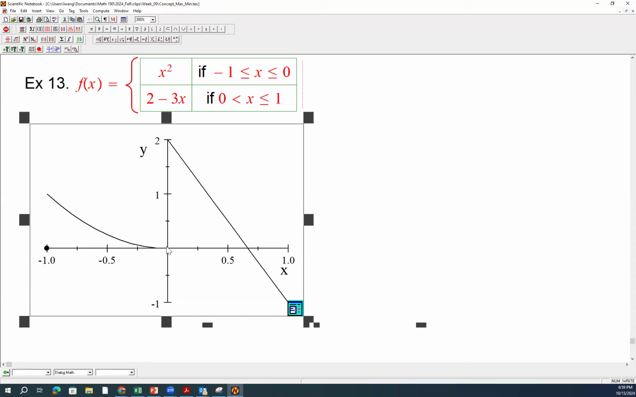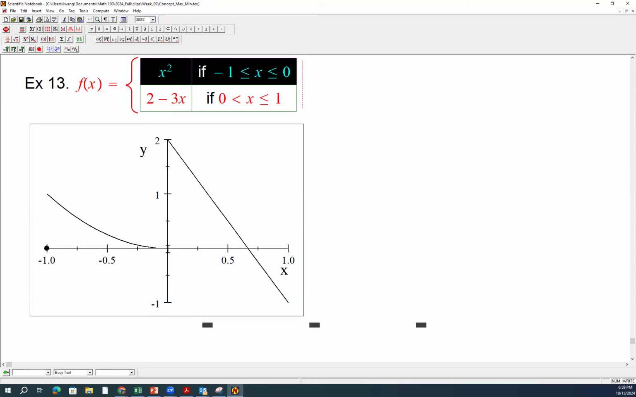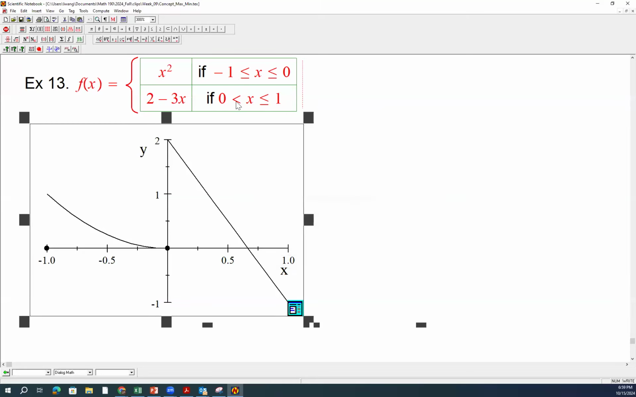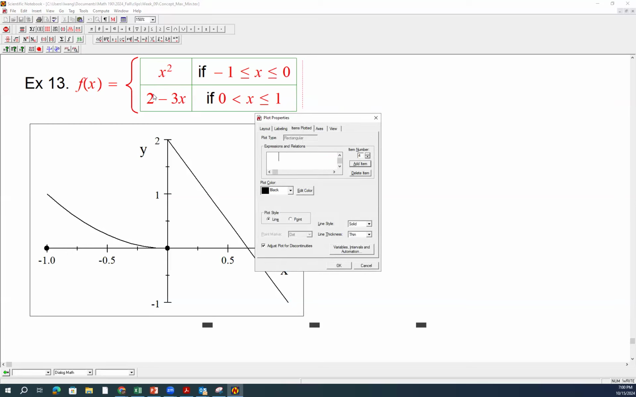0 is tricky. When x equals 0, we use the first rule, which is x squared. So that's 0, 0. So 0, 0 is a dot. At 0, the second rule is not used. So at the point 0, 2, it should be a circle. So I'm going to draw a circle.